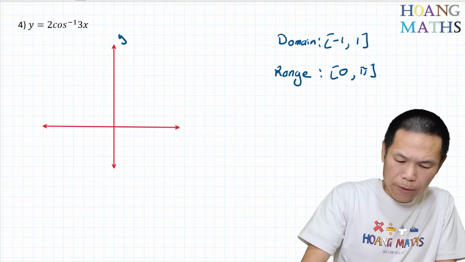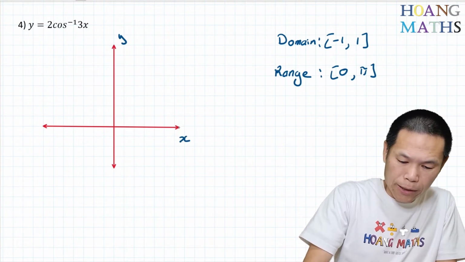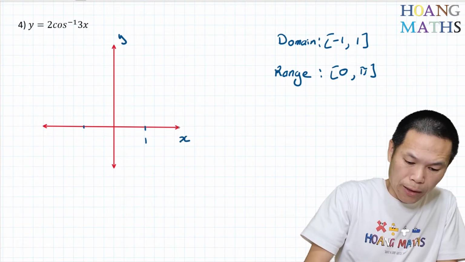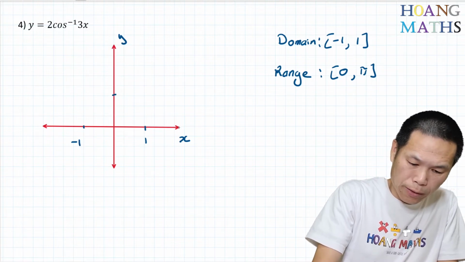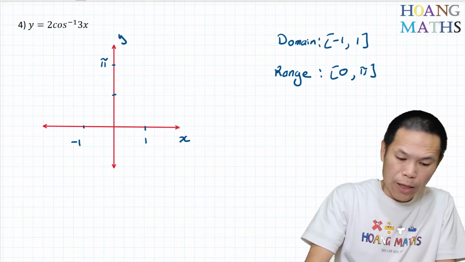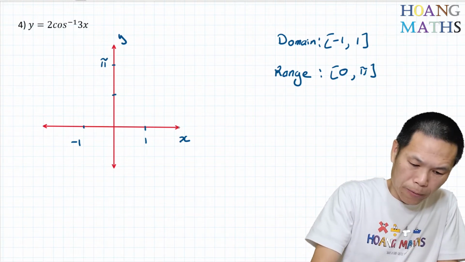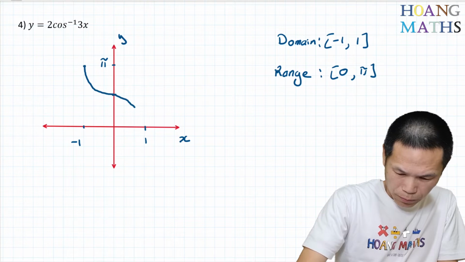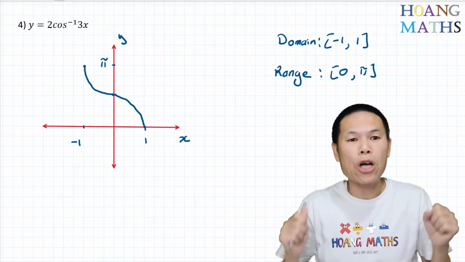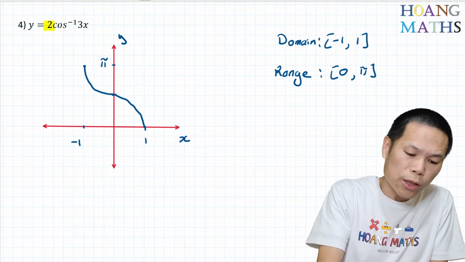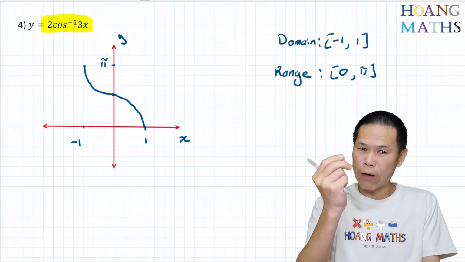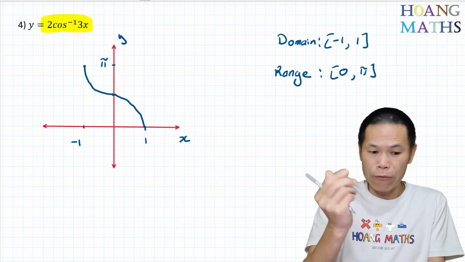So this is y, this is x. This is 1, this is -1. And this is pi over 2, and this is pi. And we just sketch that. So there you go. This is cos inverse of x. But then we need to sketch 2 cos inverse of 3x. So we just need to work out the range and the domain for that.